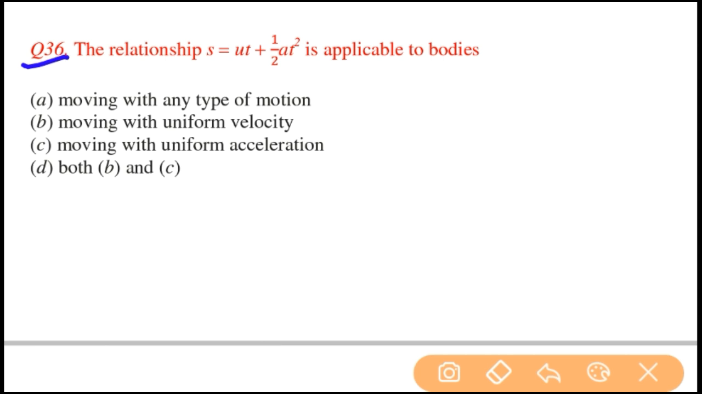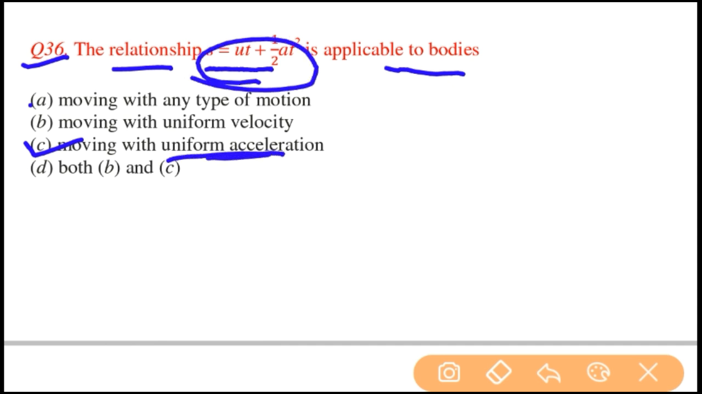In the next question, the relationship S equals ut plus half at square is applicable to bodies moving with uniform acceleration. Option C. Only for uniform acceleration we can use this relation S equals ut plus half at square, where S is the distance, u is the initial velocity, a is the acceleration, and t is the time.